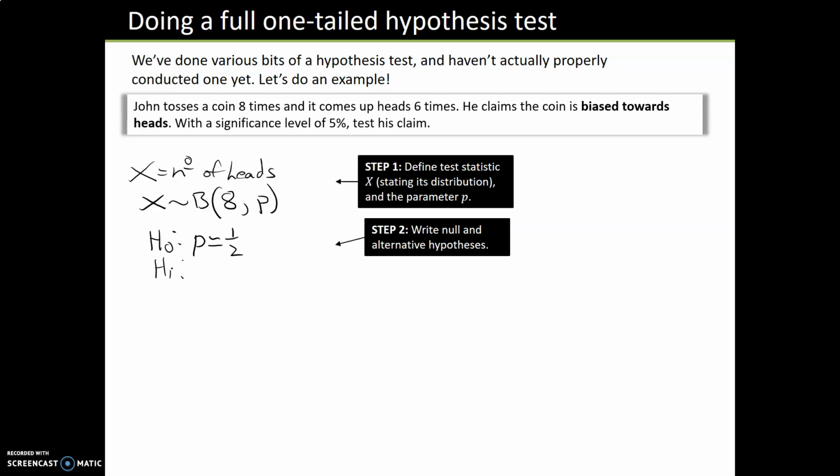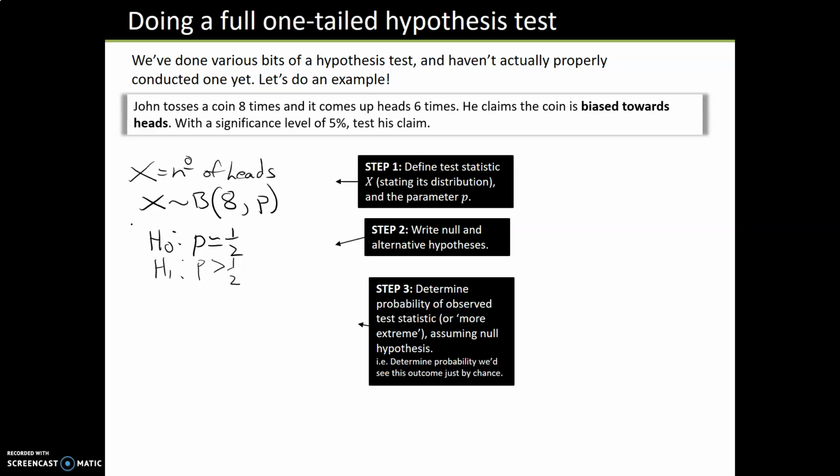H1, the alternative hypothesis: I'm checking whether it's biased towards heads, so I'm going to say that the probability is greater than a half. So this is a one-tailed test. That's all I'm doing in this video, one-tailed. Two-tailed is fairly similar, but I'll just do one-tailed in this particular situation.